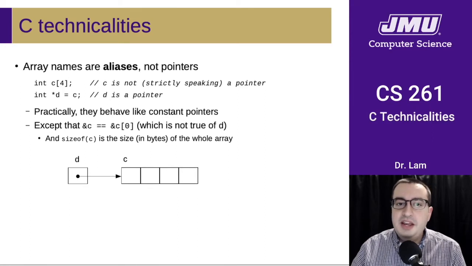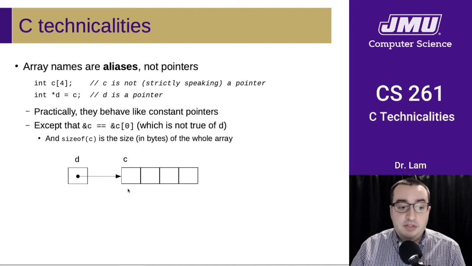Practically speaking, array aliases behave like constant pointers, and that's why it's been useful to think of them that way up to this point. I would encourage you to continue thinking of them as pointers, because in many respects they do behave like pointers. A couple of notable exceptions here: the address of C is the address of the first element of C. But of course the address of D is going to be the address of this pointer, not the address of the first element that it is pointing to.